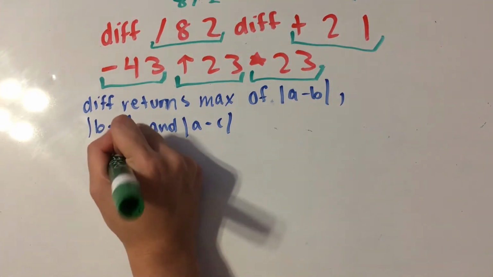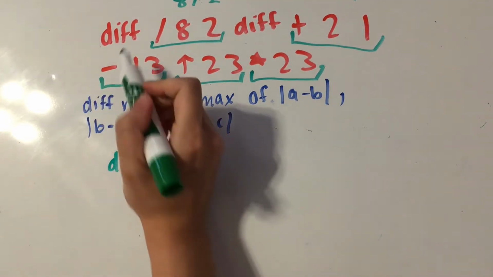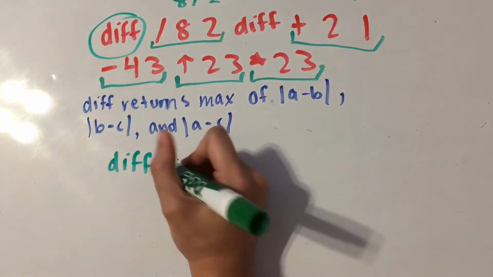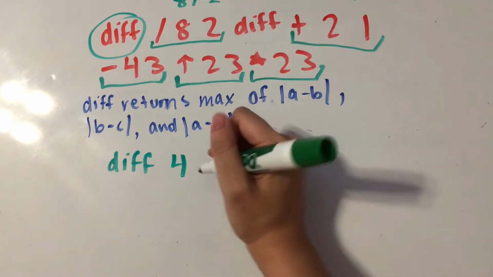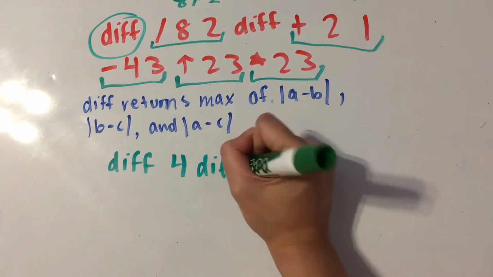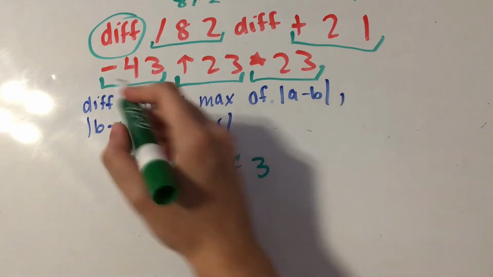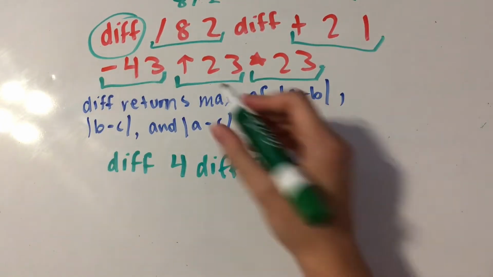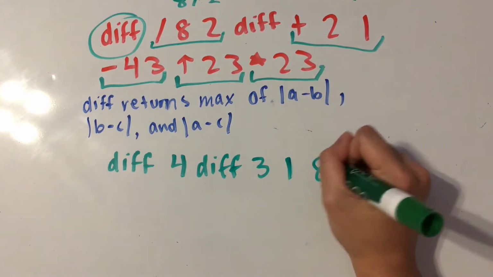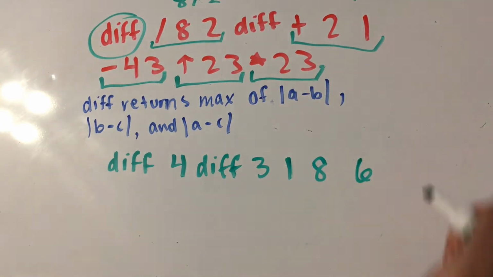So let's rewrite this. So we have our diff. We have 8 divided by 2, which is 4. Another diff. 2 plus 1, which is 3. 4 minus 3, which is 1. 2 to the third power, which is 8, and then 2 times 3 is 6.